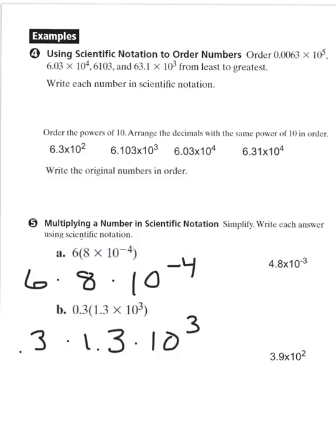third. Here we get 3.3 times 1.3, which gives us 3.9. Excuse me, that gives us 0.39 times 10 to the third. And then again, to make our answers in proper scientific notation, we have to move and subtract that decimal place so we can get 3.9 times 10 to the second.